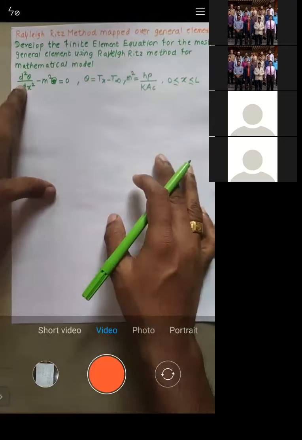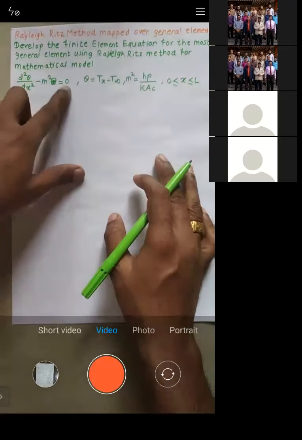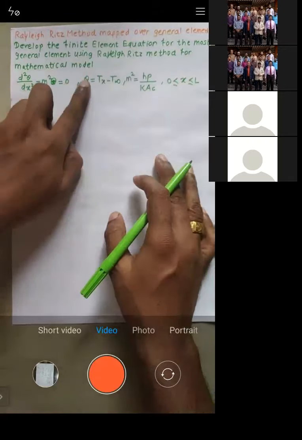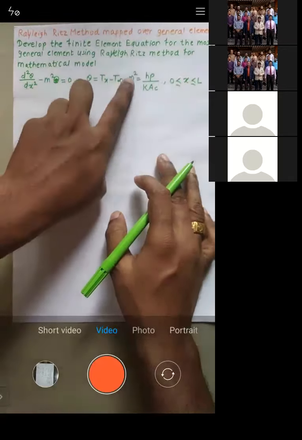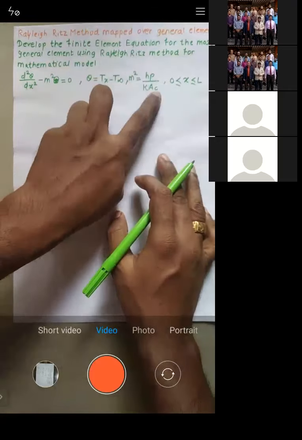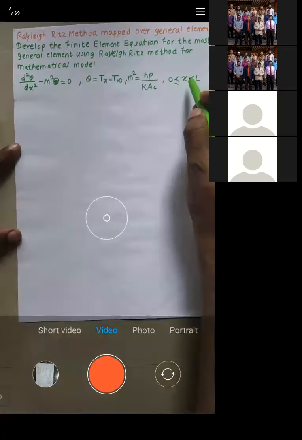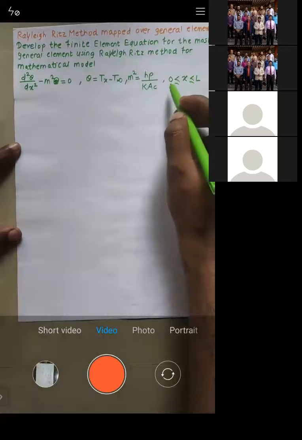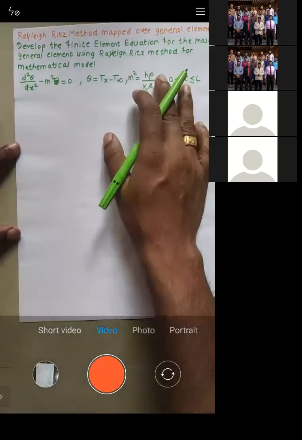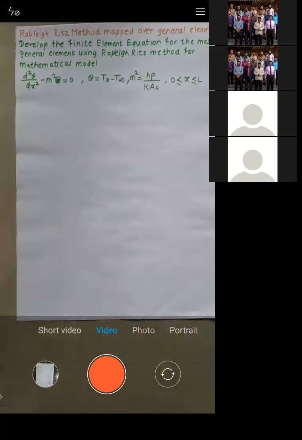Del square theta by del x square minus m square theta is equal to 0. Theta is given by T(x) minus T infinity. m square is given by hP divided by k into Ac, for x greater than or equal to 0 and less than or equal to L. So this is the problem which we are supposed to solve.